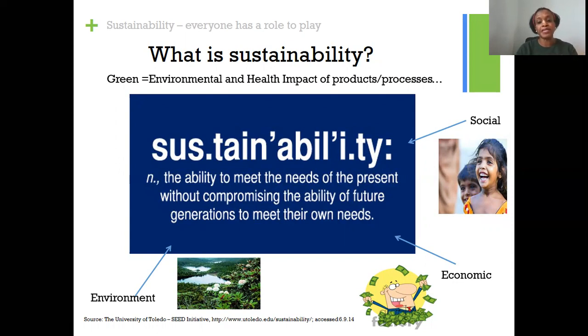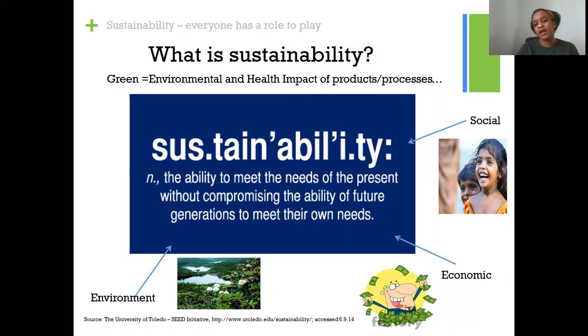However, sustainability includes the social equitability of a product, the economic viability of a product, and the environmental bearability, or we could say the green aspect of a product with regards to whether or not that product or service or process has an adverse effect on the environment or on the health of living organisms.